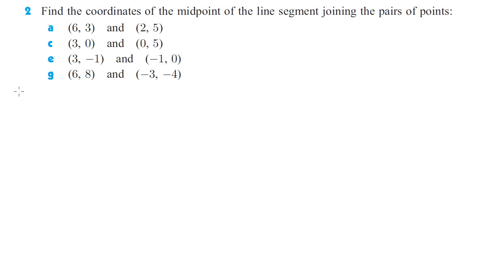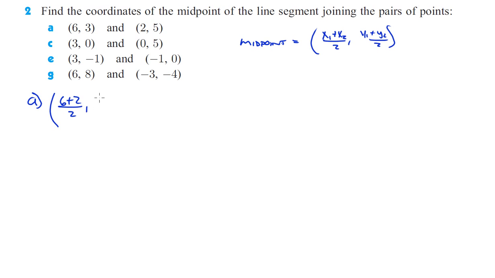All right. First one we got here is number 2. Find the coordinates of the midpoint of the line segment joining these pairs of points. Okay. So, using our midpoint formula, the midpoint is simply just adding the two x's together, dividing by 2, and then adding the two y's together and dividing those by 2. Okay, so in this case here it's just going to be 6 plus 2 over 2, and then it's going to be 3 plus 5 over 2.